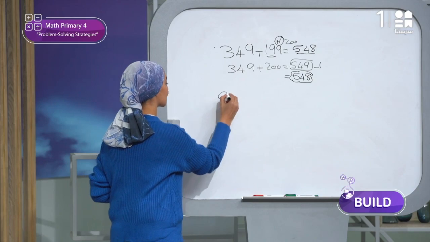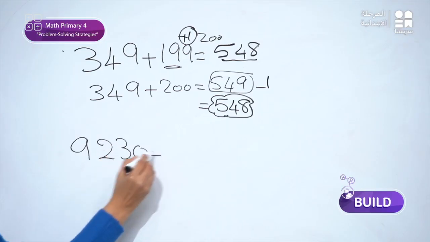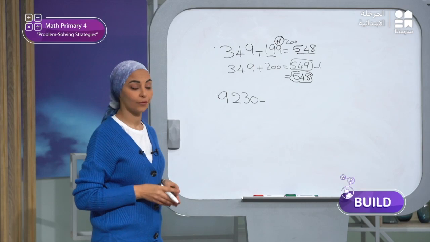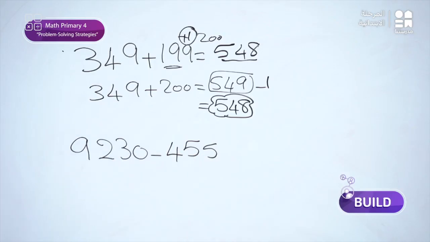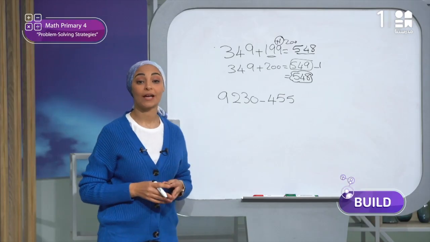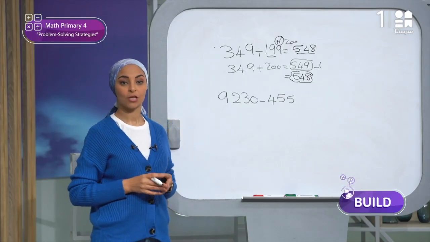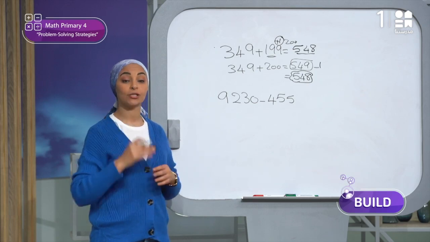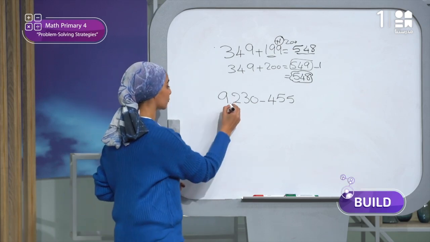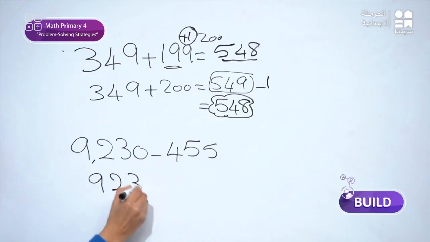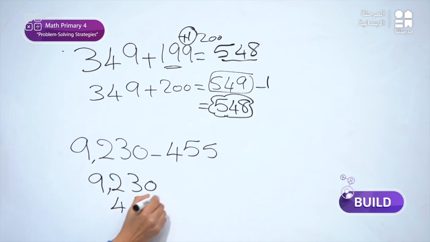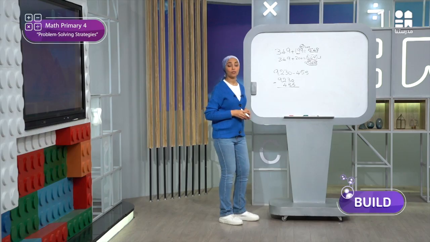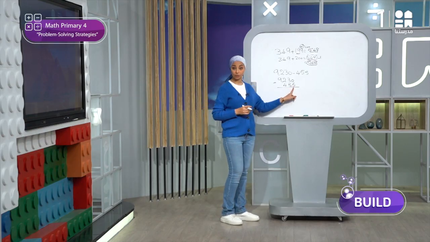Let's write it all together. And here I have 9,230 minus what? Minus 455. Like you see here. This is problem number 2. Let's solve it using the subtraction with regrouping strategy. So I will write the problem under each other, or vertically. I will start, of course, with the biggest number, which is 9,230, and I will write down 455. Then I will subtract these two numbers. Okay? I will start subtracting from the ones, of course.